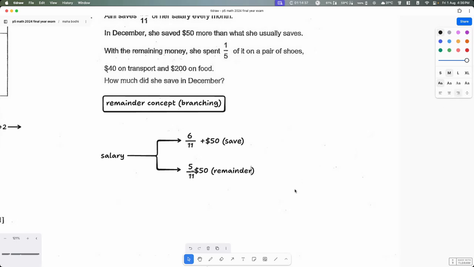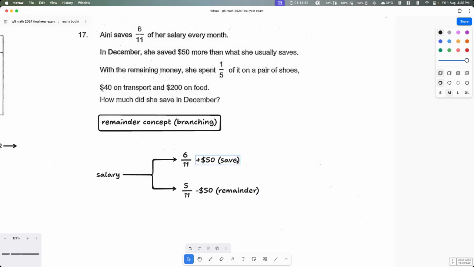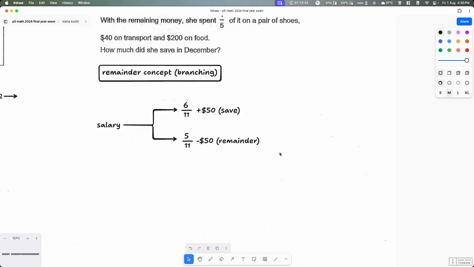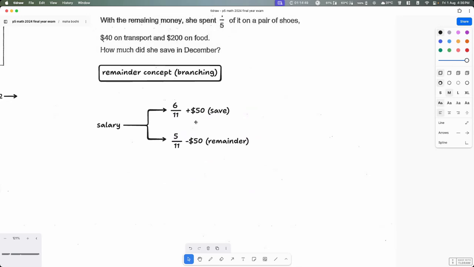So let me put it here, something like this, right? Like this. So $511 is the remainder. Okay, so this is the first part. Let me put this a bit towards here.